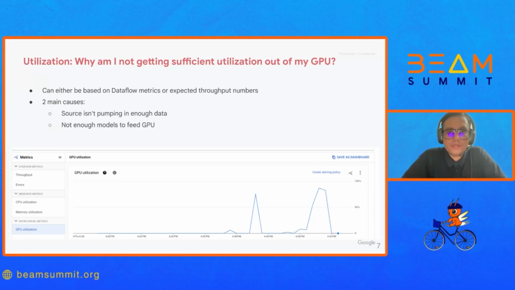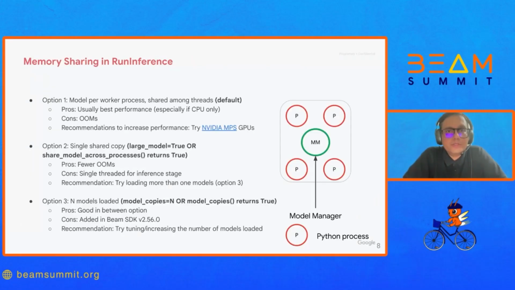And to understand this better, let's look at how memory sharing is done in RunInference and to understand an ideal topology of a user pipeline. There are three ways in which RunInference shares memory. The first mode and the default mode is loading one model per process because there is one Dataflow worker per process. RunInference will ensure that the model is shared across all the threads in a given process. And this is done because models are generally memory intensive, and if we don't do that, then it will result in a lot of OOMs.